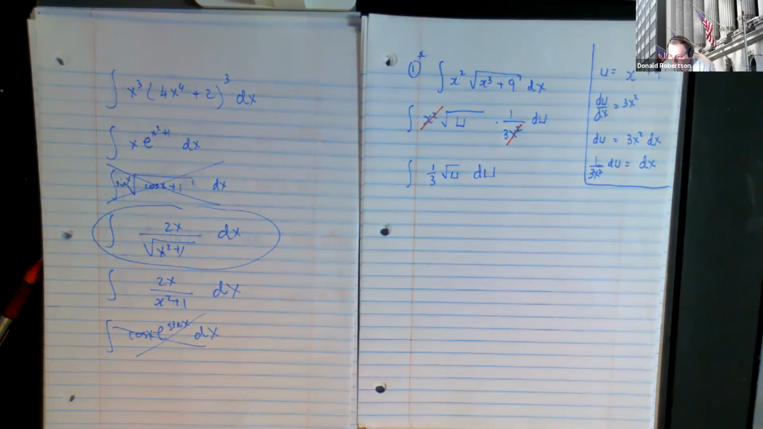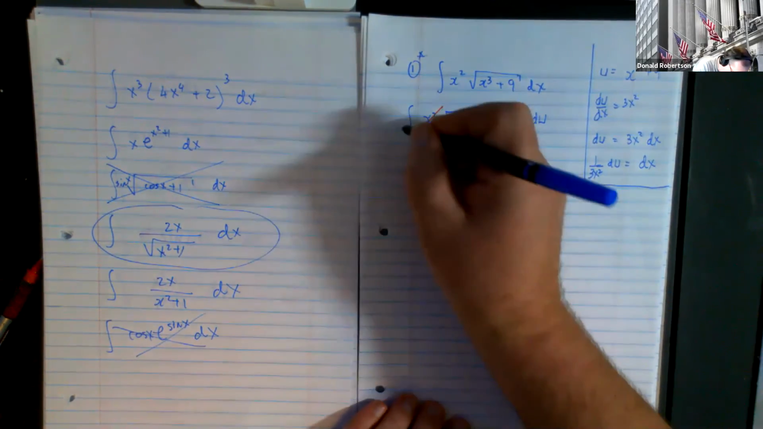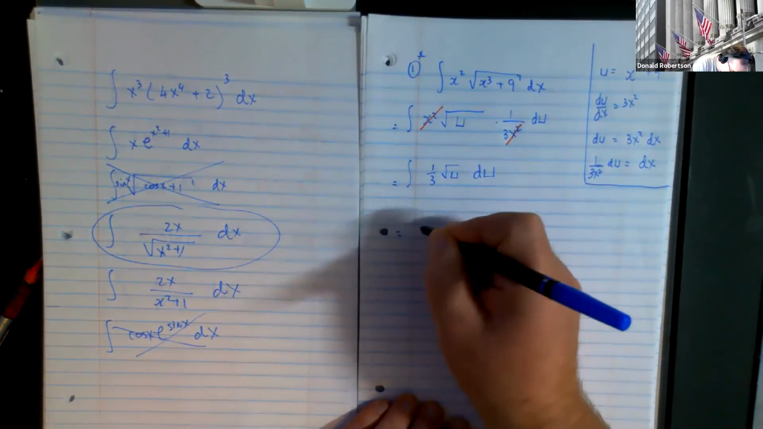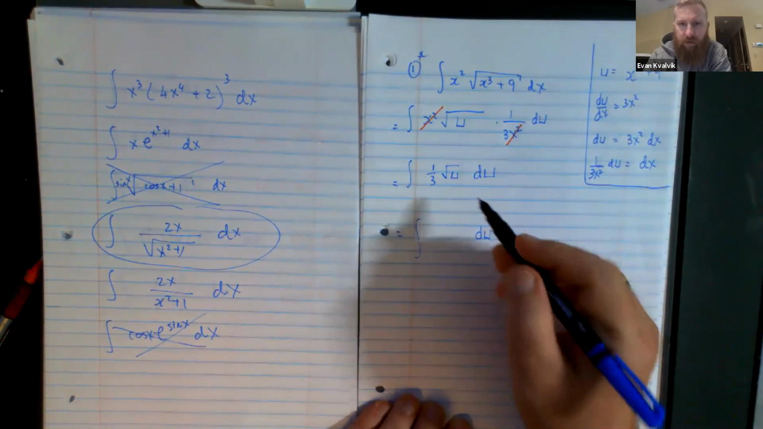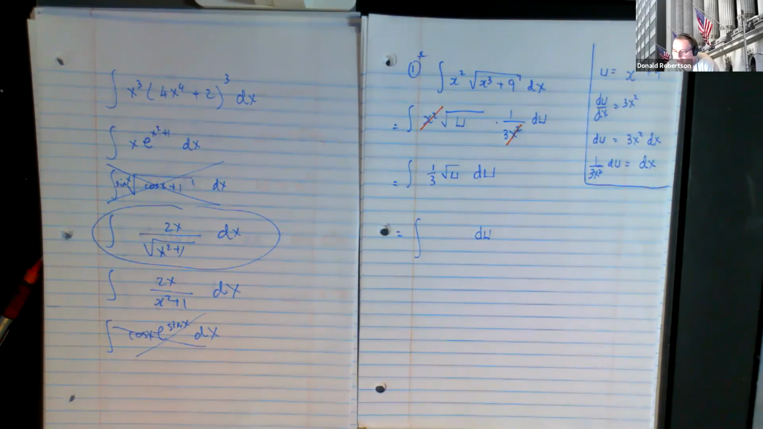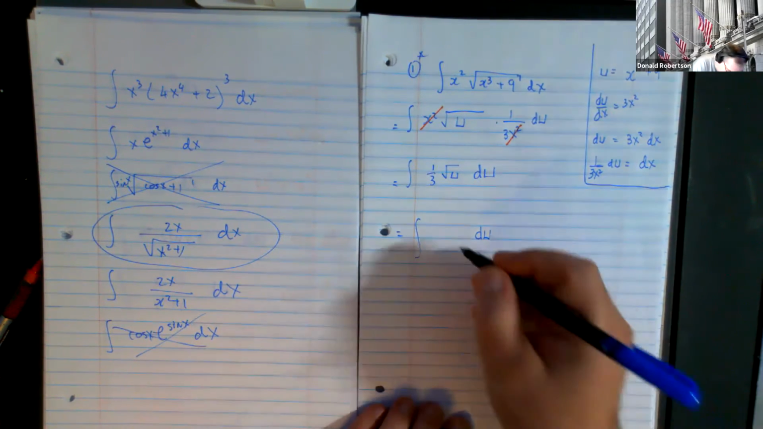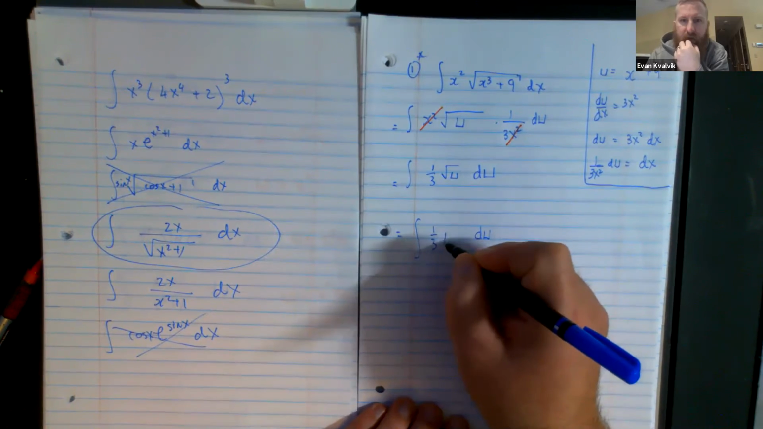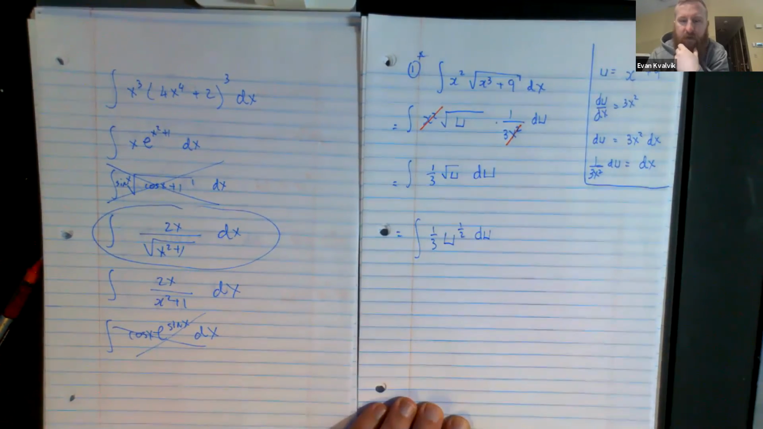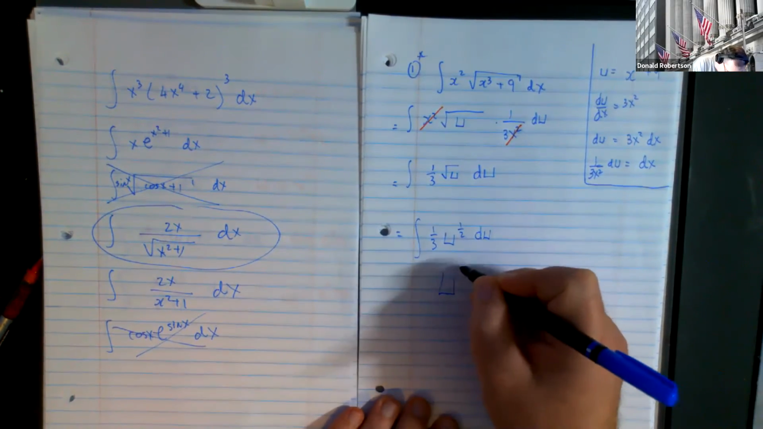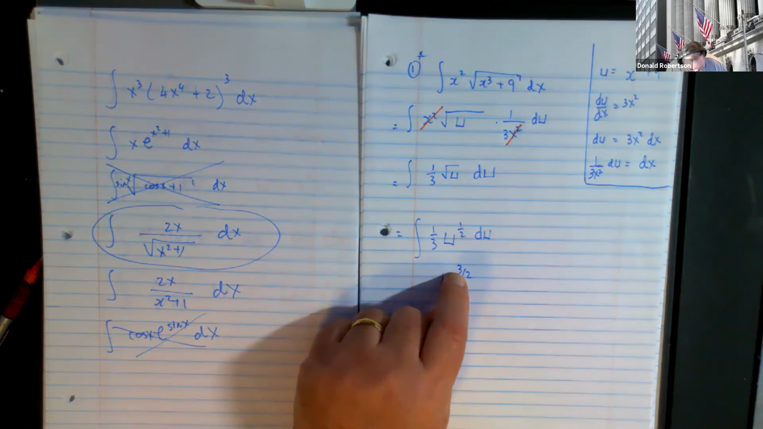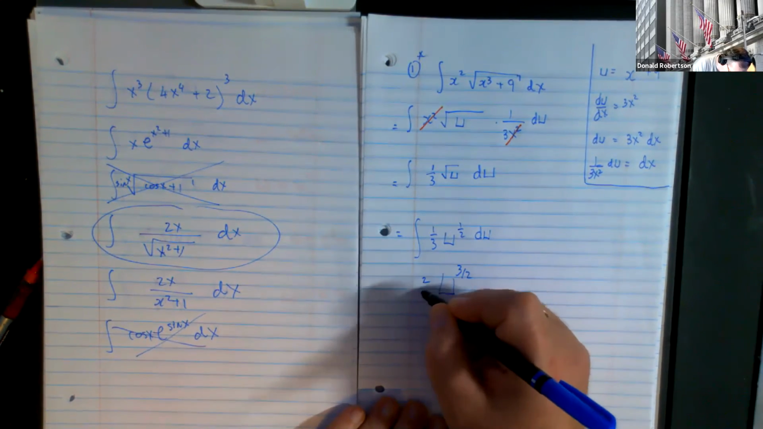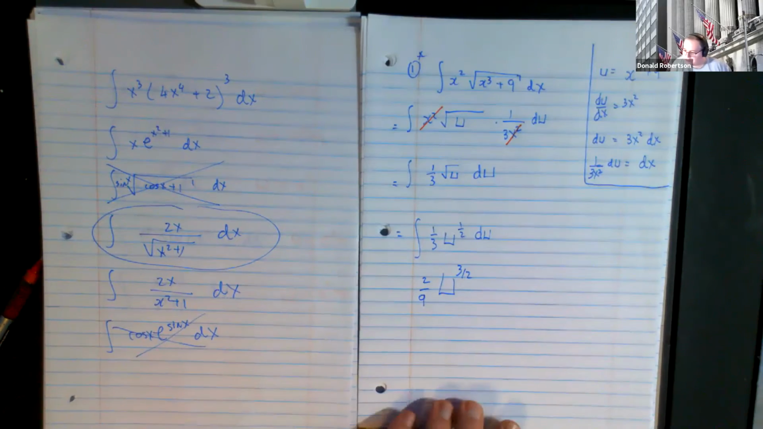Are we good so far? Okay, where do I go next? Now we integrate. And how am I going to write the square root of u so I can integrate? 1/3 u to the 1/2. Agreed. And now I'll do the power rule, which is add 1 to the power, and divide by 3/2, which is the same as multiplying by 2/3. So that's where that weird 2/9 came from.